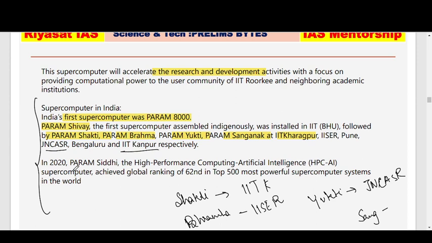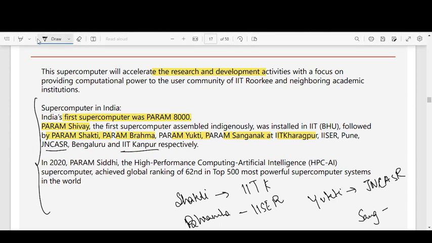Okay. In 2020, Param Siddhi, the High Performance Computing Artificial Intelligence, HPC-AI supercomputer, achieved a global ranking of 62 in the Top 500. Very proud news you should be knowing. Which supercomputer? Param Siddhi. Clear?